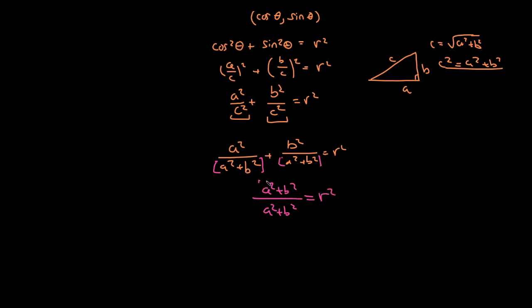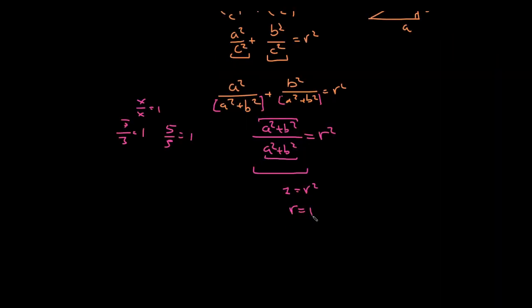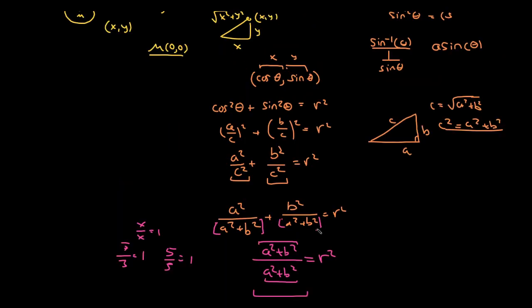I have a fraction with the same upper part and lower part, which means that if I say, for example, 5 divided by 5, that just equals 1. 3 divided by 3, that equals 1. X divided by x, that equals 1. So this will just equal 1, which means I have r squared equals 1, which is r equals 1. So a point like this actually sits on a circle with radius 1.